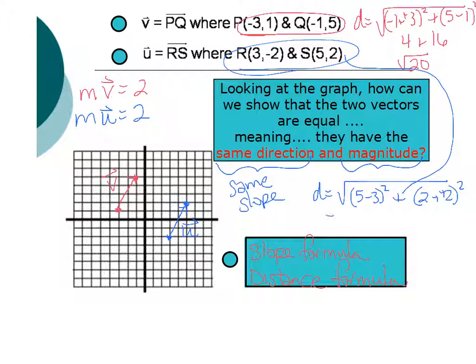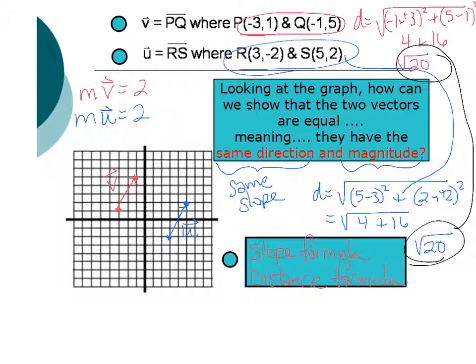All right, it looks like I end up with the square root of 2 squared, that's 4, plus 4 squared, 16. Hey, that looks familiar. That's going to be the square root of 20. And I've managed to show then that their distances are the same, which makes their length the same, makes their magnitude the same.